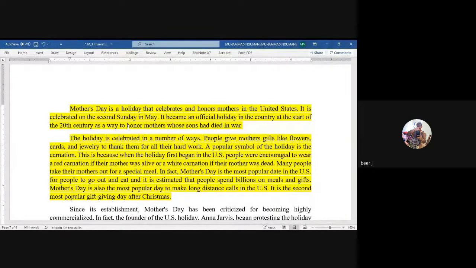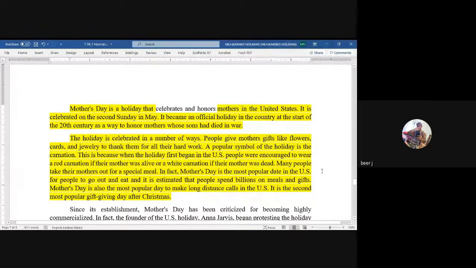Mother's Day is a holiday that celebrates and honors mothers in the United States. It is celebrated on the second Sunday in May. It became an official holiday in the country at the start of the 20th century as a way to honor mothers whose sons had died in war.